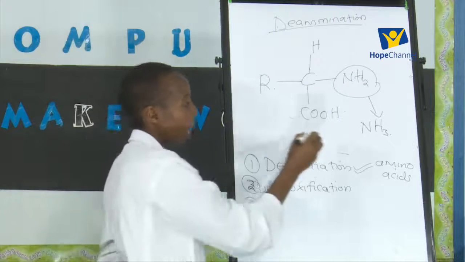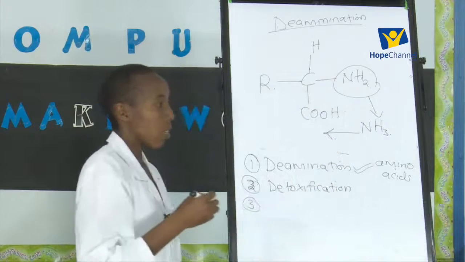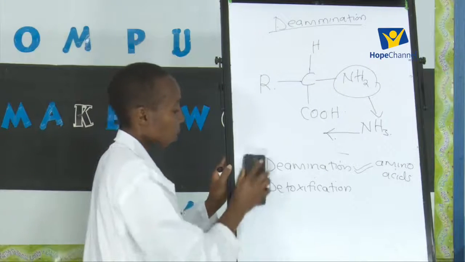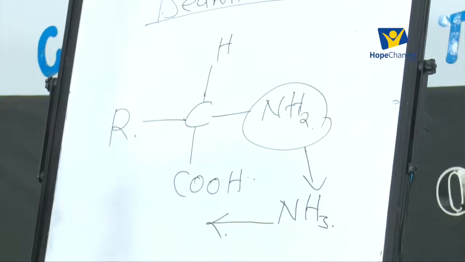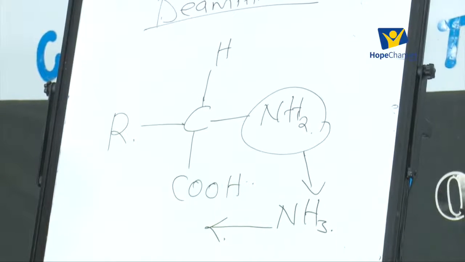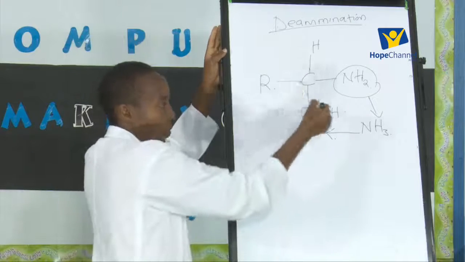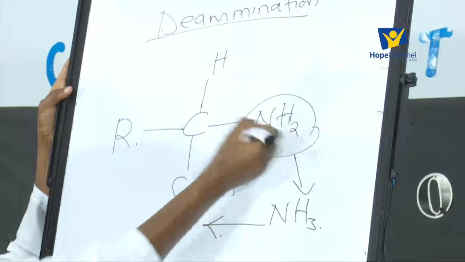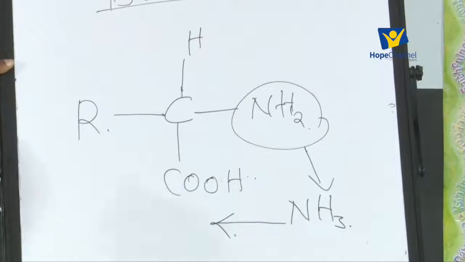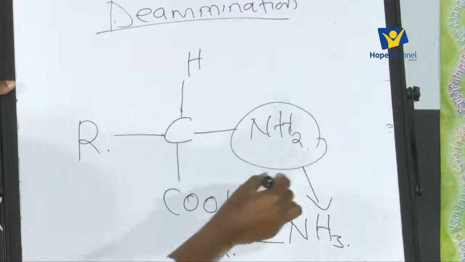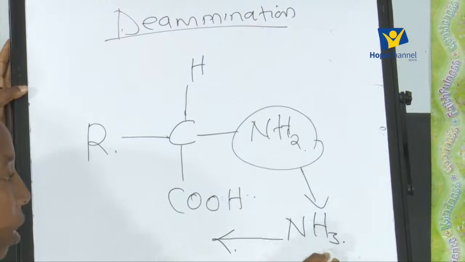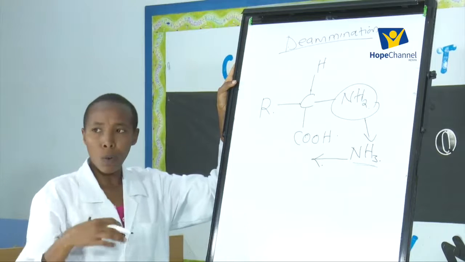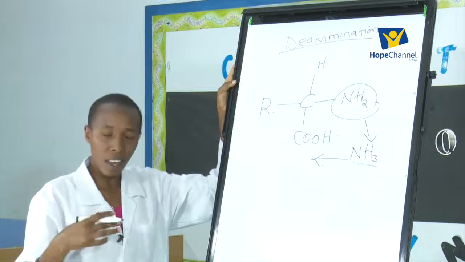Ammonia gets into a cycle that consists of a series of reactions. We call it the ornithine cycle. Let me write that so that you are able to follow the process of deamination. This is the structure of the amino acid, and the amino acid has the amino group. During deamination, the amino group is removed and converted into ammonia gas. The ammonia then gets into a series of reactions we call the ornithine cycle.